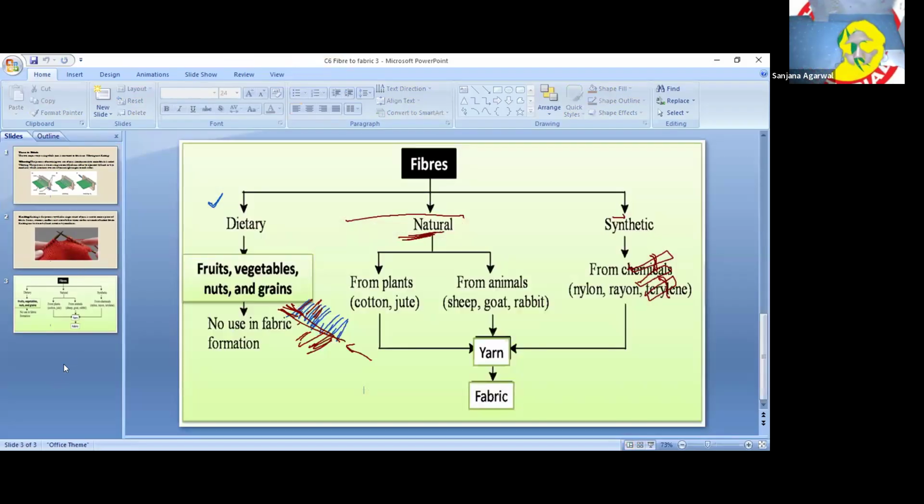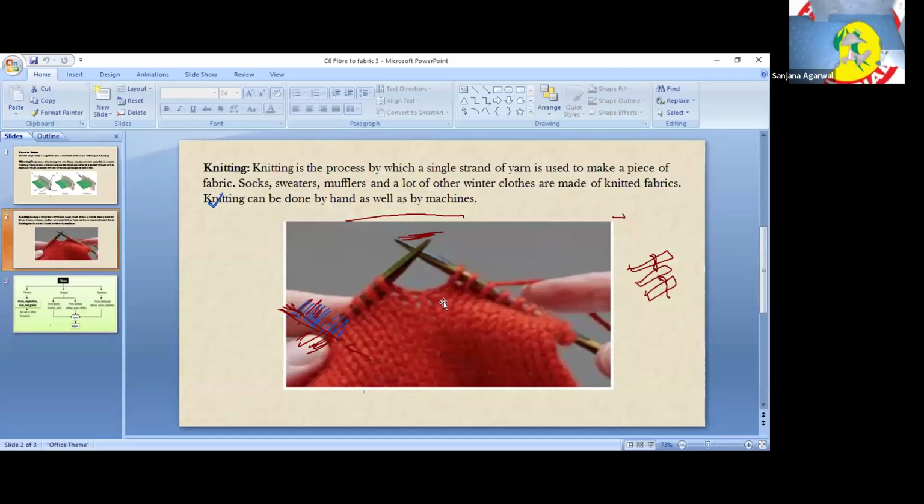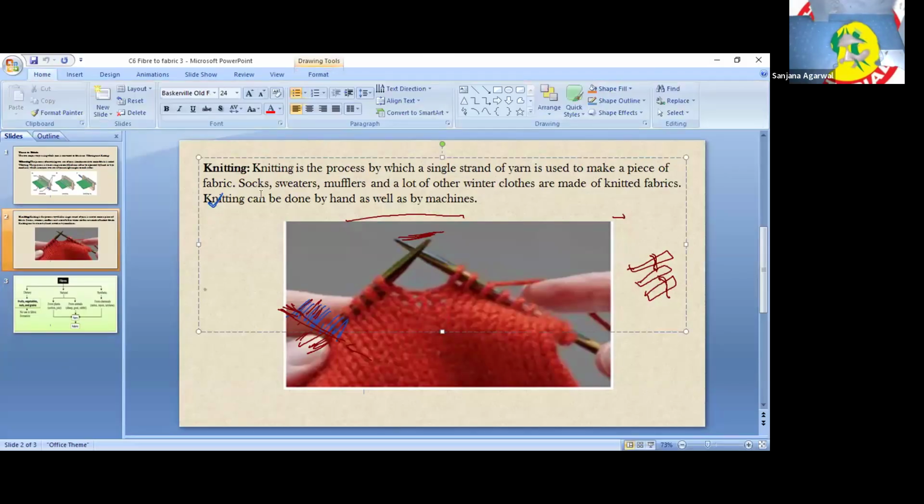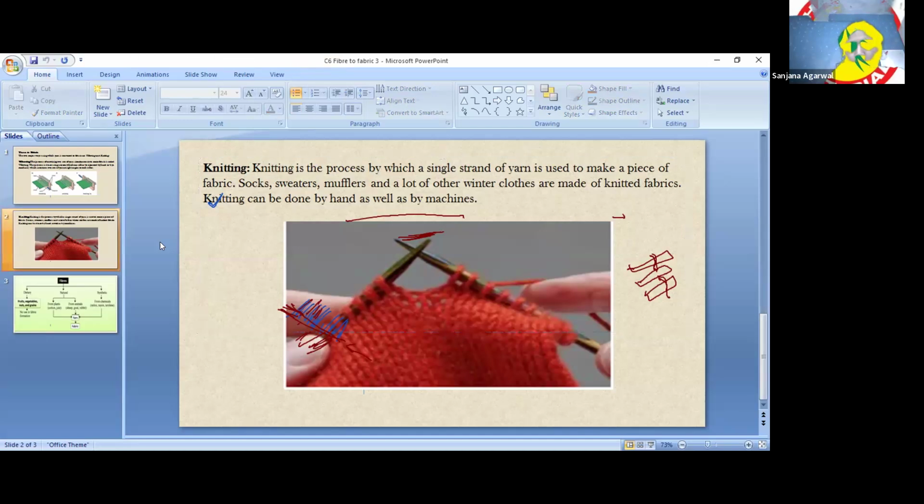And knitting, you all know. You must have seen your mothers or grandmothers, anyone, making woolen stuff mostly prepared by the knitting process. So it is the process by which a single strand of yarn is used to make a piece of fabric like socks, sweater, muffler, etc. Have you seen anyone doing this? They have two separate long needles, and they move these needles in such a way that it brings out a very nice desired shape.